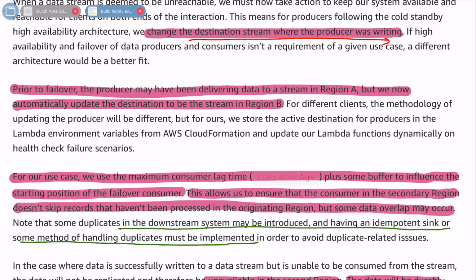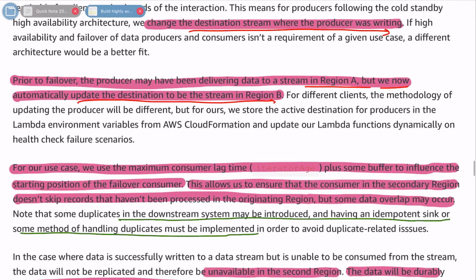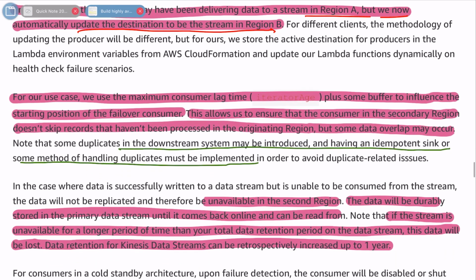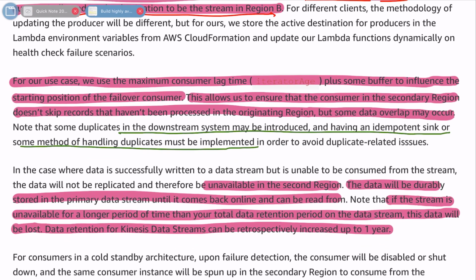Prior to failover, the producer may have been delivering data to the stream in region A, but we now have to automatically update the destination of the stream to region B. Okay, and this you can all do via the templates which you configure. Definitely you will require automation here. I don't want to do it manually. So as soon as there is an alarm configured or there is the PutRecords issue we observed, the internal server exceptions we encountered, then our system should move to region 2. Now these are related to the things you can do so that the configurations which you are maintaining take sufficient time so that you do not exceed that 15 minutes of RTO, right?